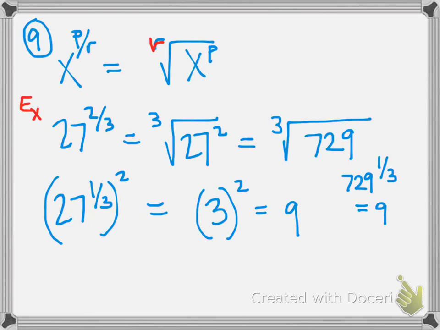You can do 27 squared and get 729 and then do that to the 1/3. Or you could split it up like this, 1/3 times 2. 27 to the 1/3 and get 3 and then do 3 squared is 9. I think this way is easier. But it's just two ways to do the same example. You can do it the top way or the bottom way. I guess they're the same example.